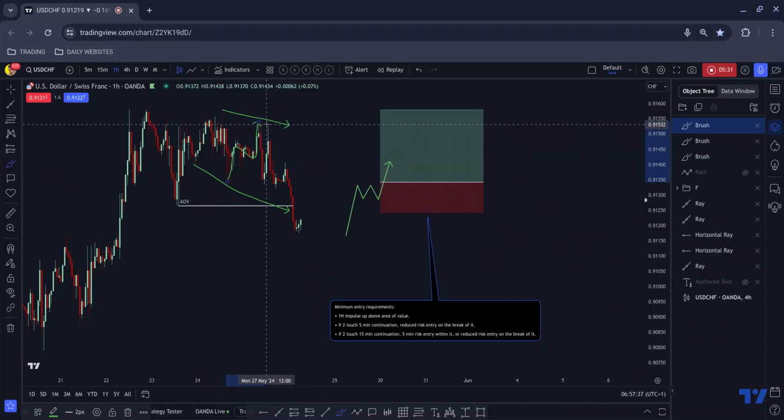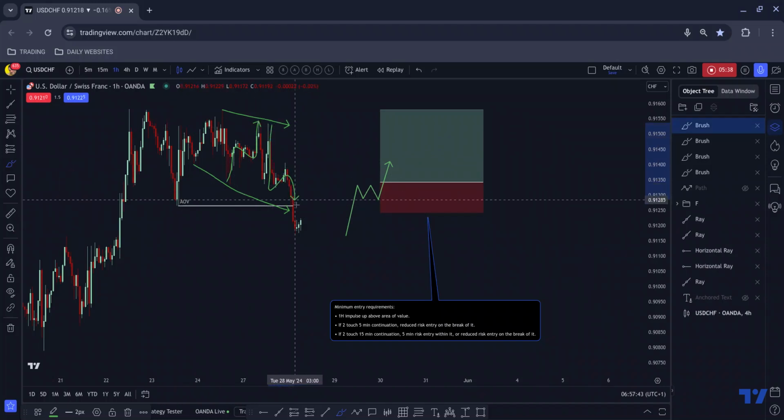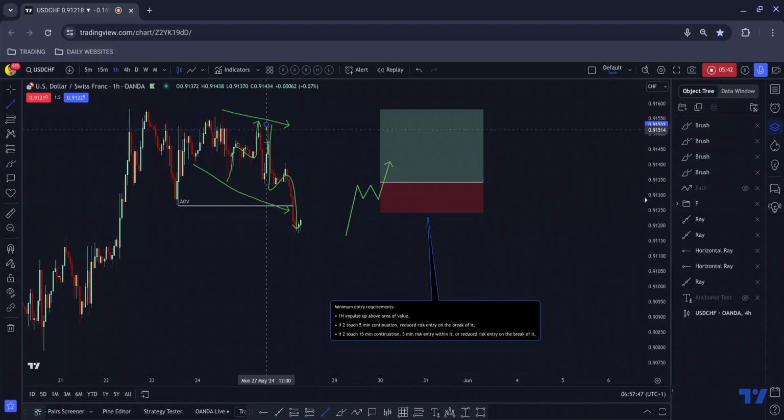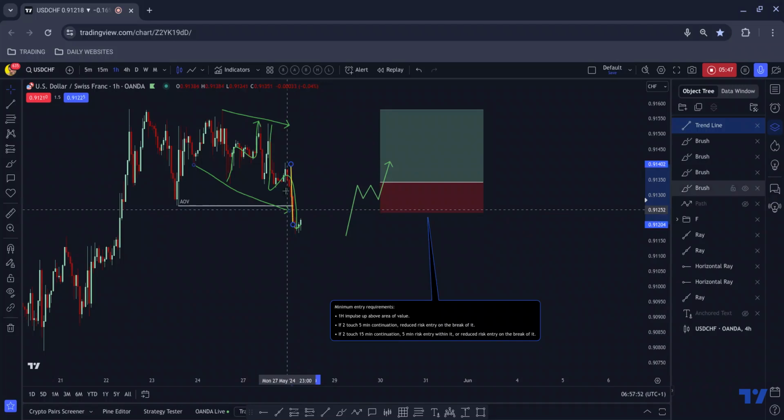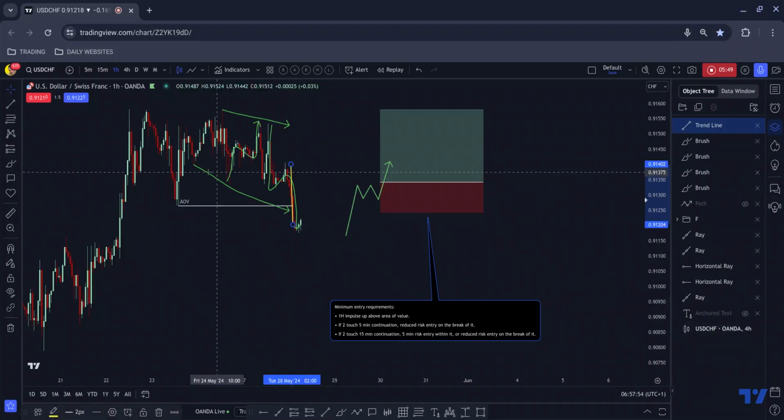Okay, what I also like about this, and what I think makes this more likely to push up above here, is that we also have a 1, 2, 3 wave there, where if we just measure it, the impulses are of a similar length, suggesting that this is a completed move, that this is a completed structure, and that increases the likelihood of price breaking back above the area of value.